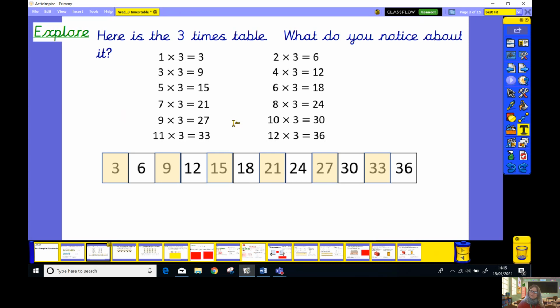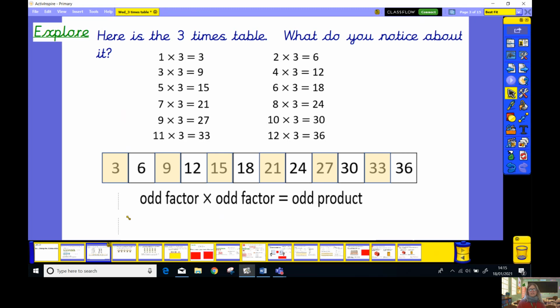Okay, now maybe you noticed in the 3x table that when you had an odd factor multiplied by an odd factor, you got an odd product. For example, 3 multiplied by 3 equals 9. That's an odd number multiplied by another odd number and it equals an odd product. Can we find any other examples of that? Well, here we go. 5x3 equals 15. In fact, all the numbers when they're odd multiplied by odd equals an odd product.